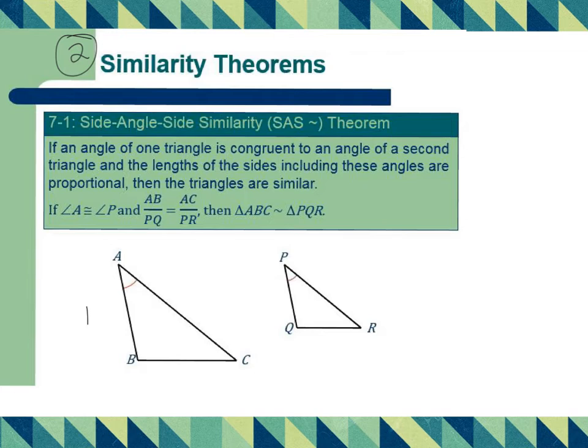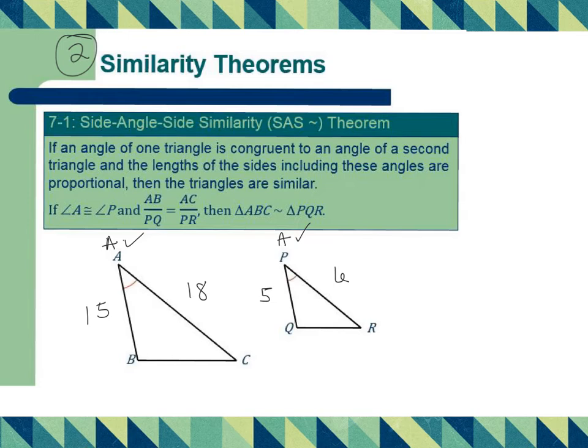Let's say that AB is 15 units long and that PQ is 5. And then let's say that side AC is 18 units long and that PR is 6. So we already know that our angles are congruent because we're told that from our picture.